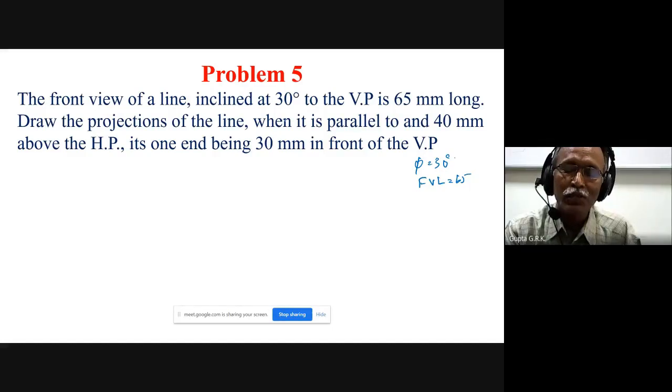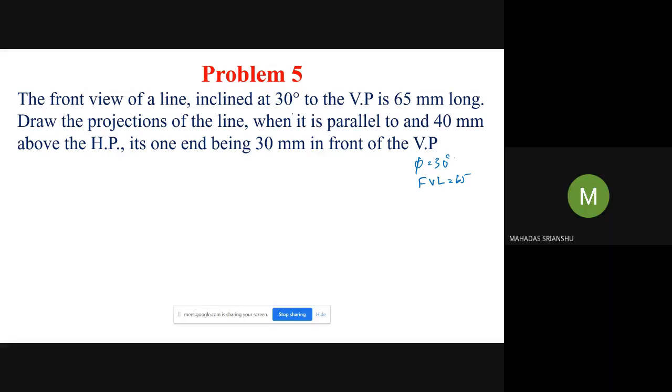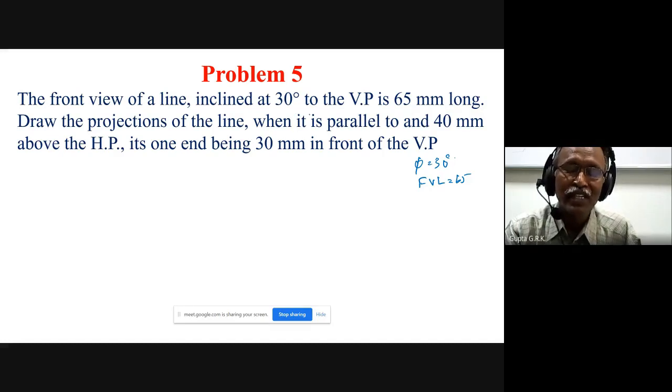30 degrees to VP means where is it seen? From the top view. So the top view is inclined at 30 degrees. So this gives me true length. And front view length is shorter. Whichever is short is parallel to XY.